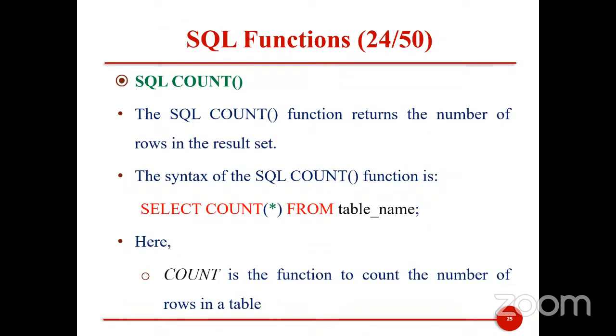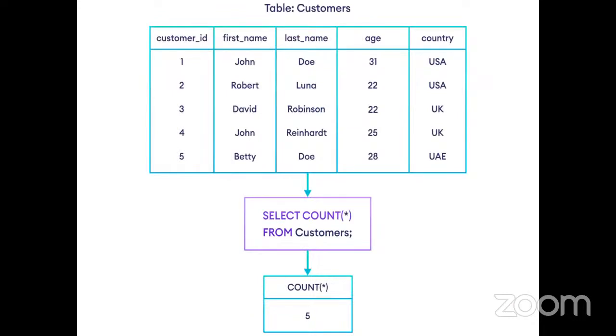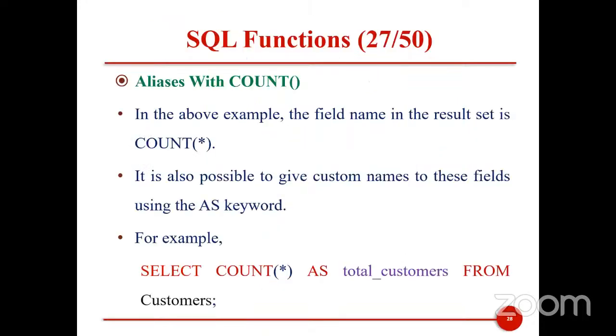Then we have the COUNT function. The COUNT function is used to count how many records are there in the table. You can decide to say SELECT COUNT(*) FROM the table. It will count how many records there are and display the total number. The simplest example here is SELECT COUNT(*) FROM customers. It will count how many records there are and display it. That's why we have 5 records, it's able to display 5.